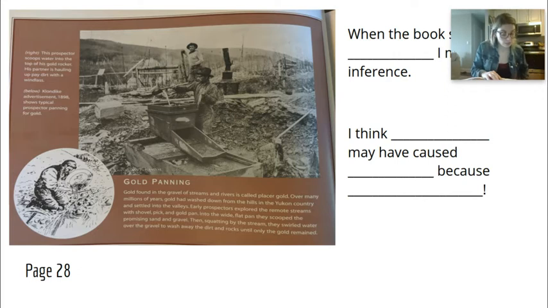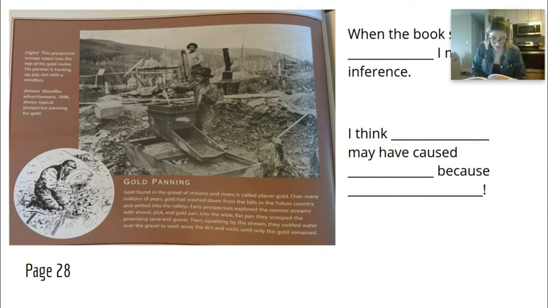So this prospector scoops water into the top of his gold rocker. His partner is hauling up pay dirt with a windlass. And below, that's a Klondike advertisement in 1898, and it shows a typical prospector panning for gold. So that was an advertisement trying to entice people to come pan for gold. So, gold panning. Gold found in the gravel streams of the rivers is called placer gold. Over many millions of years, gold has washed down from the hills in the Yukon country and settled into the valleys. Early prospectors explored the remote streams with a shovel, pick, and gold pan. Into the wide, flat pan, they scooped the promising sand and gravel.